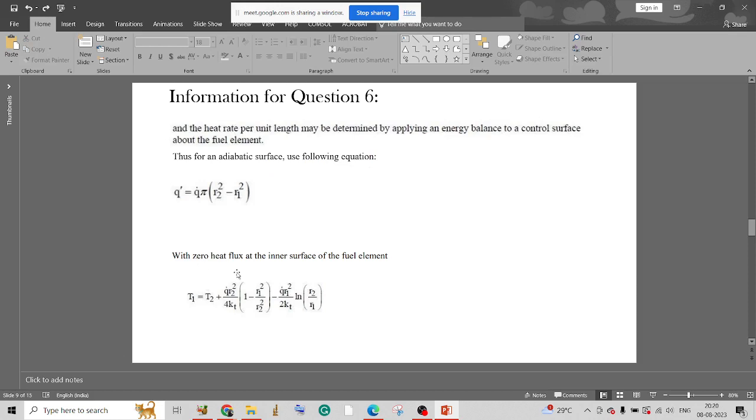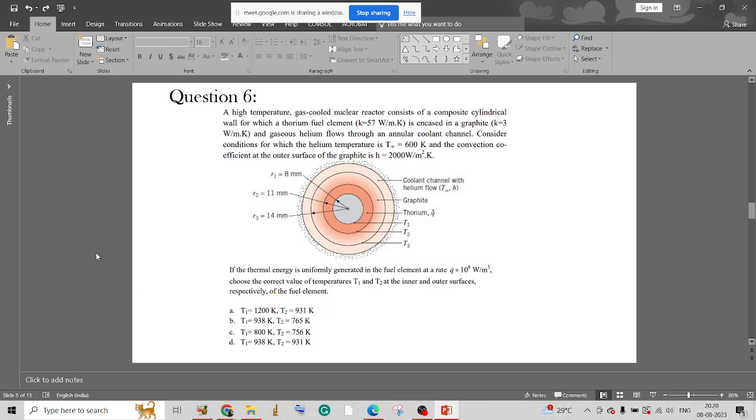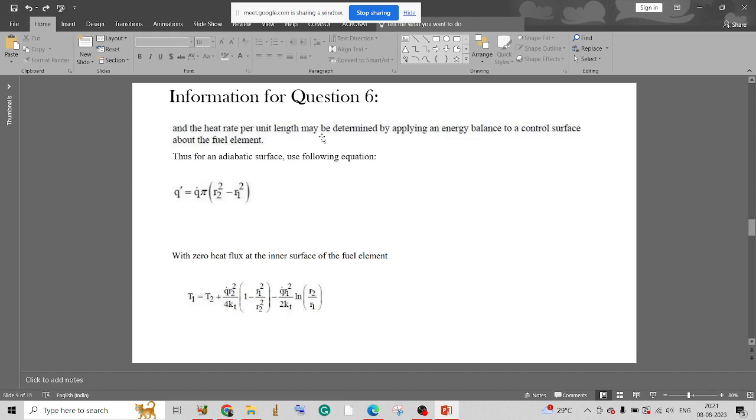So with zero heat flux at the inner surface of the fuel element, we can use this equation that is already given. From this equation, we can find out T1 as T2 plus some function that is given. This heat generation we know, R1, R2 we know, and the thermal conductivity of thorium we also know. From the previous equation, the problem already gives the thermal conductivity of this thorium fuel element. It's given as 57, right? And R1, R2 we know. The heat generation from the thorium element we also know. So we can find out T1 from here. T1 and T2, only these we want to find out in this question.